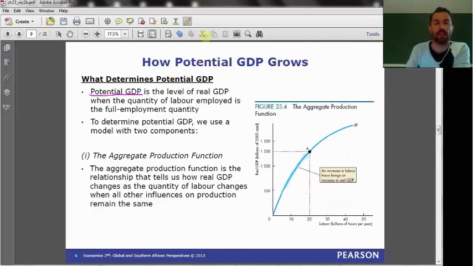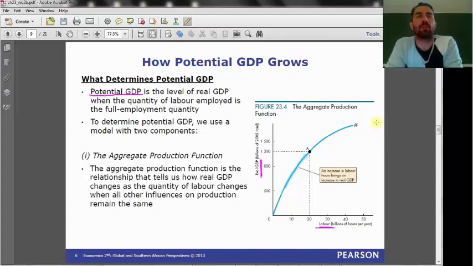So, returning to our aggregate production function, it is the relationship that tells us how real GDP changes as the quantity of labor changes when all other influences on production remain constant. In other words, if we plot labor against real GDP, we have the production function. It tells us how much GDP we produce for any given level of labor input. You can see it's increasing at a decreasing rate. What does that tell us about the marginal returns to labor?